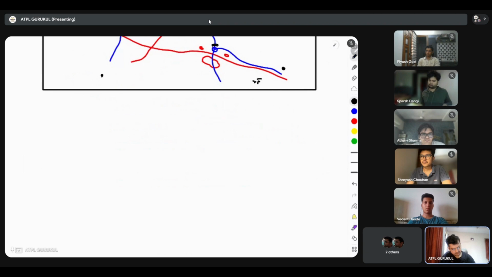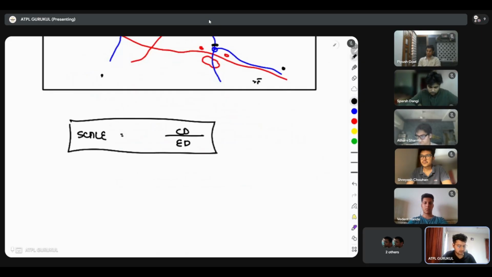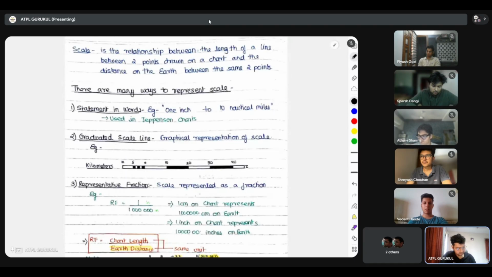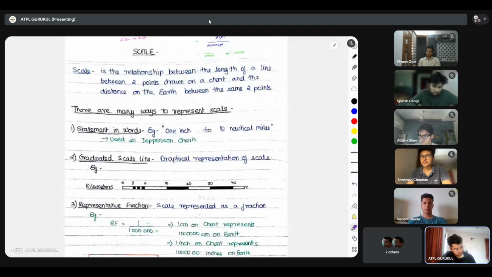The relationship between the Earth distance and the chart distance is known as scale. So what is scale? Scale is nothing but a ratio of chart distance divided by Earth distance. Clear? What is scale? Scale is the relationship between the length of a line, or the distance between any 2 points, on a chart versus on Earth. Clear?